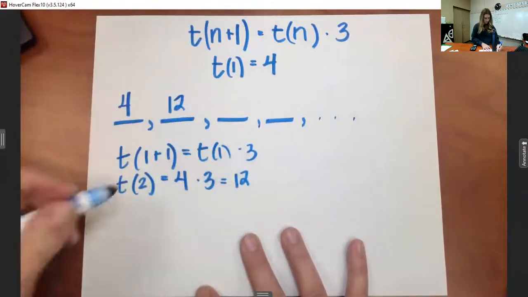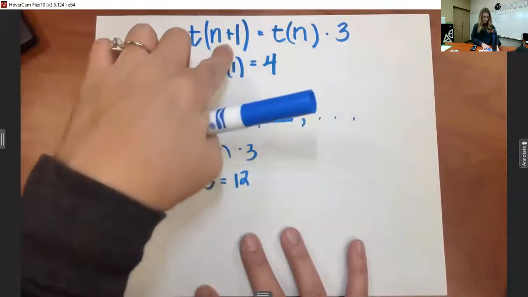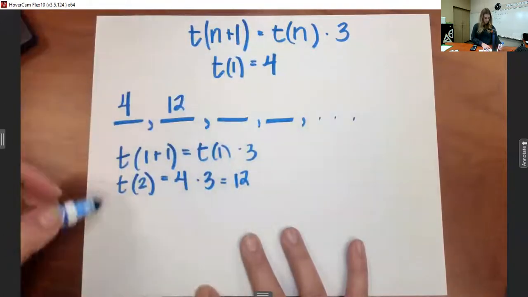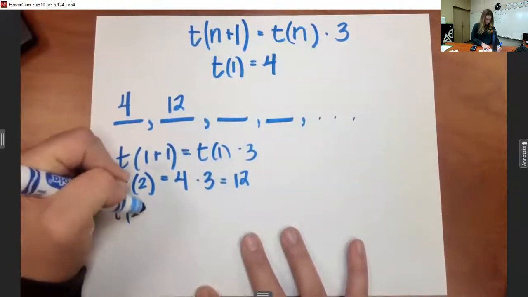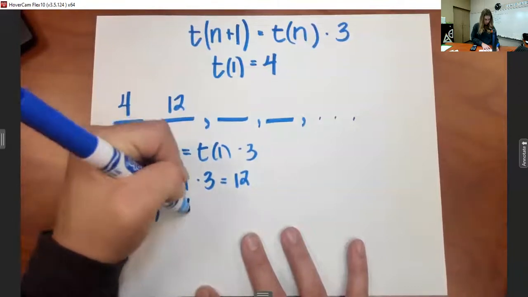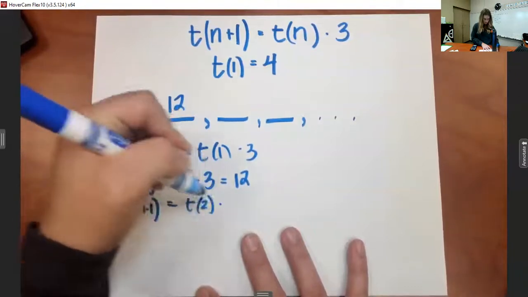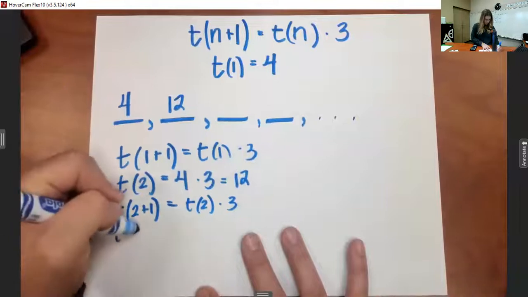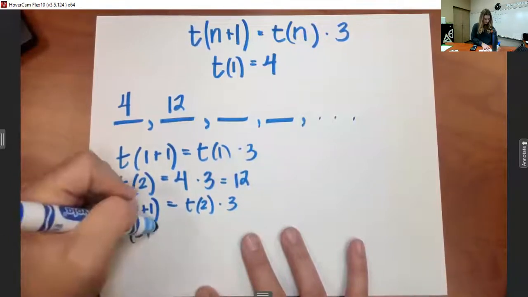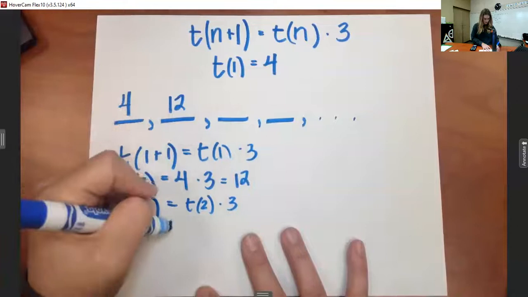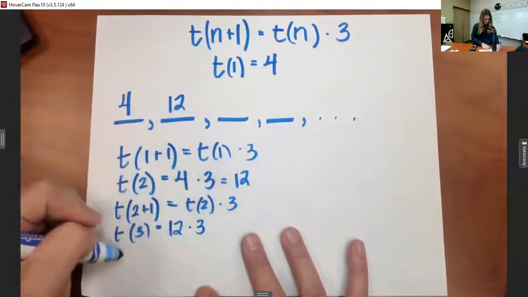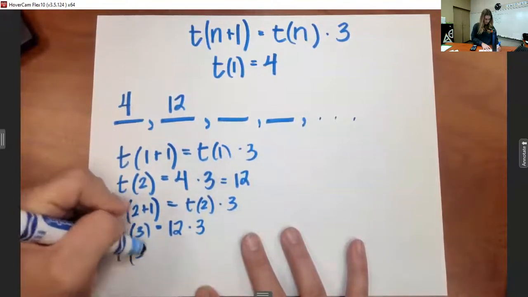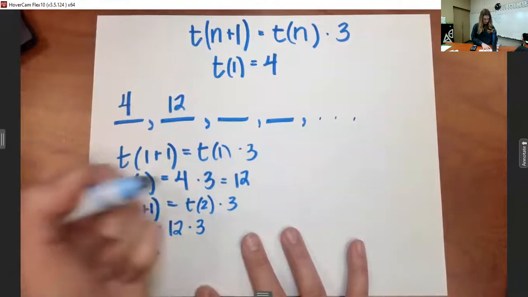All right, and then we'll continue the process. If we want the inside of the parentheses to equal 3, n has to be 2. So t of 2 plus 1 equals t of 2 times 3. So t of 3 equals the second term, which is 12 times 3. And now t of 3 equals 36.